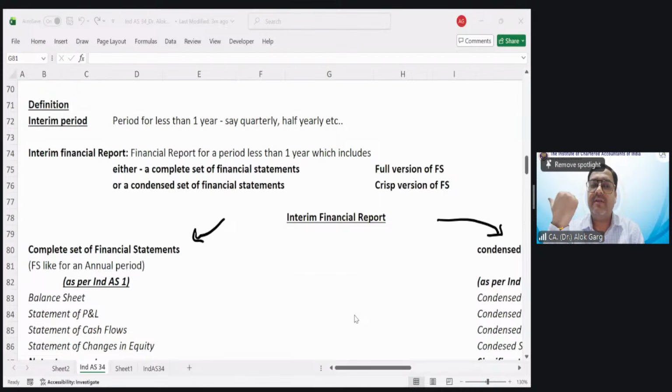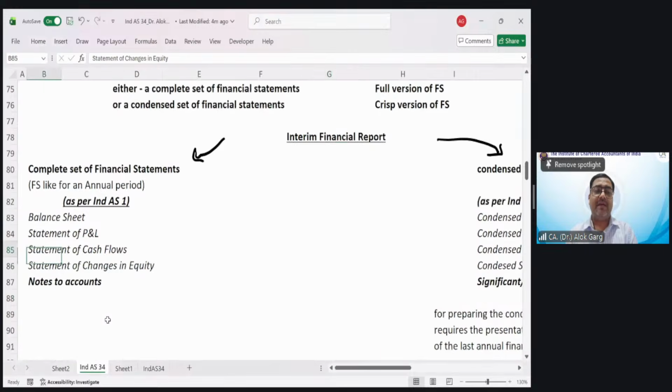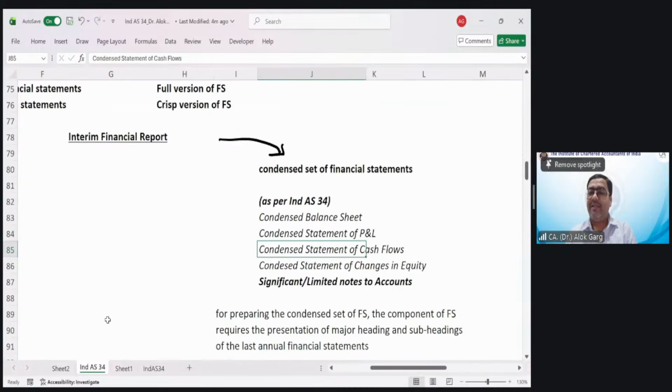I said, sir, instead of preparing a complete set of financial statement, why can't we prepare a condensed set of financial statement, which is allowed as per Ind AS 34? He said, Alok, what is meant by condensed set of financial statement? I told him, sir, instead of preparing the full set of financial statement, which is balance sheet, P&L, cash flow, statement of change in equity, notes to accounts, we will prepare condensed balance sheet.